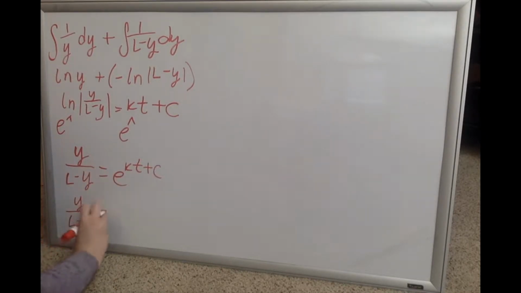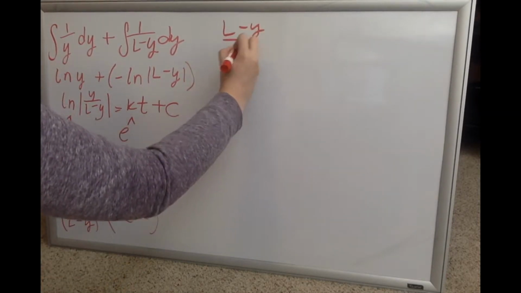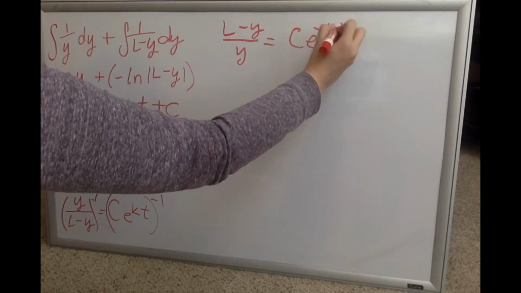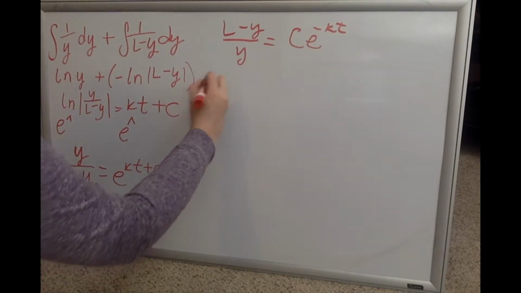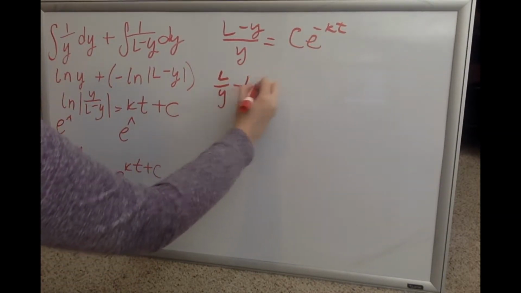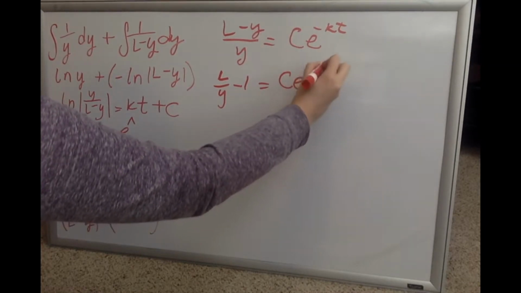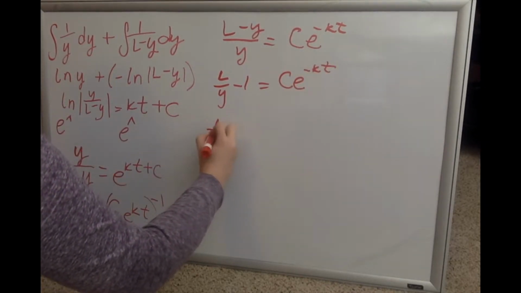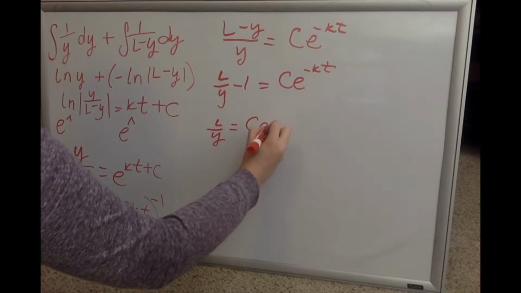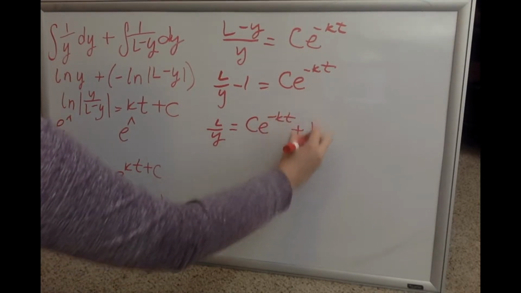Now that it is no longer to the natural log, y over L minus y equals c e to the kt. Now to solve for y, still you need to put everything to the negative 1 so that you can find c. So this is simplified down to L over y minus 1 equals c e to the negative kt, and then we add the 1 over.